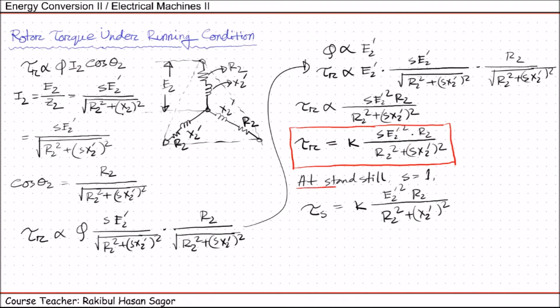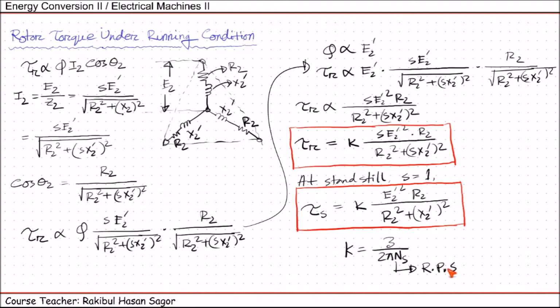So this is the torque equation at standstill condition. And this K is constant value. The value of K can be found out as K equal to 3 over twice pi ns, where ns is the synchronous speed in rps, rotation per second. I'll show you the proof later, time permits. For the time being, we'll assume that K equal to 3 by twice pi ns.